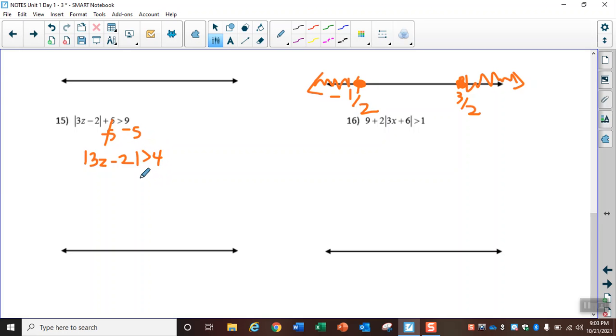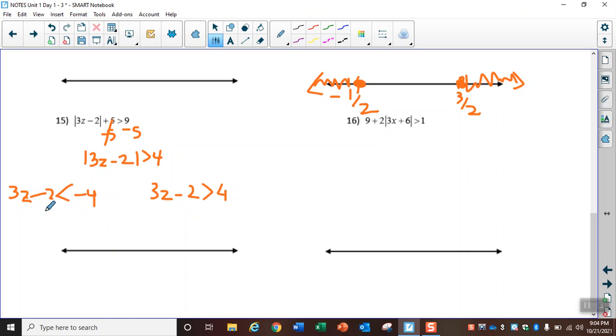All right, so it's greater, so I'm going to do my flip-flop. I'm going to take what's inside, 3z minus 2, and do the flip and the flop, minus 4. Instead of positive 4, it's minus 4, the opposite. And then this other one just stays the same. 3z minus 2 is greater than 4.